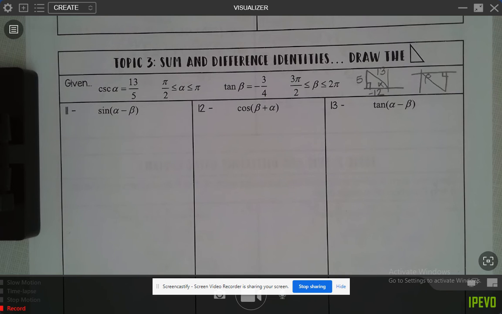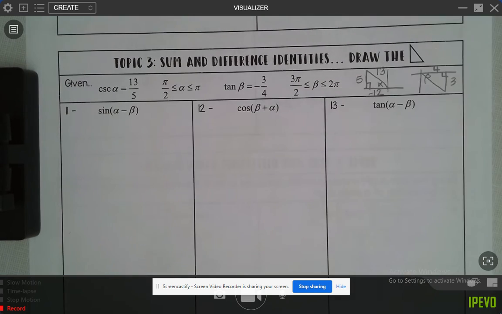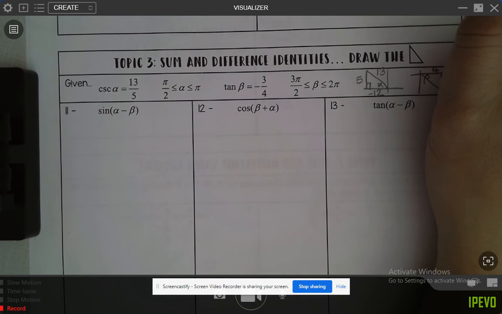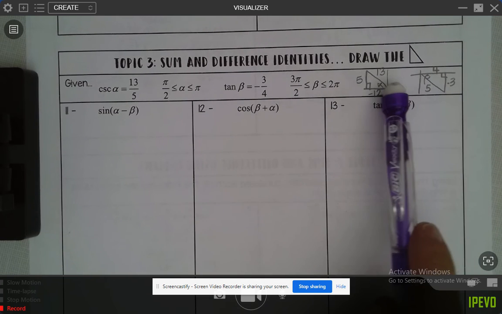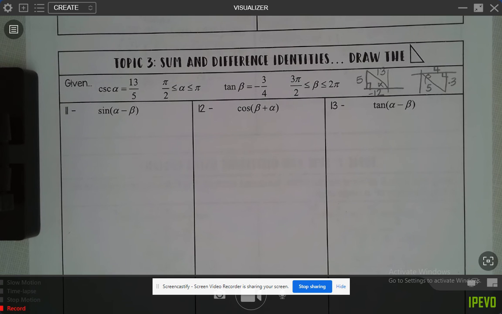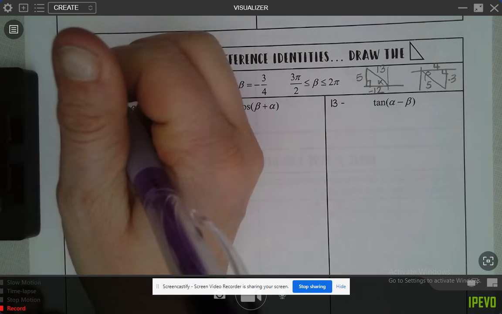Tangent is negative 3 over 4, so that is opposite over adjacent. Which one is negative? The opposite, because it's going down. And my hypotenuse is 5. Now, what? Good. You're using these two triangles to be able to do the rest of it. Ready? So sine of alpha minus beta is this.